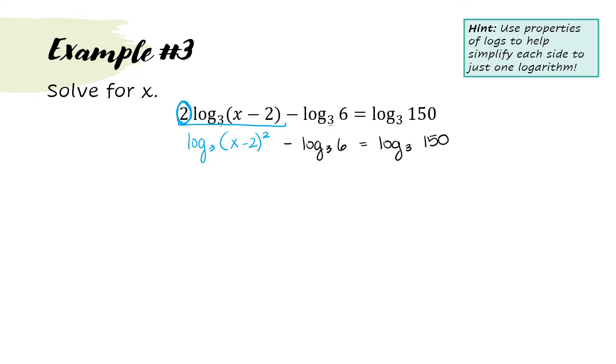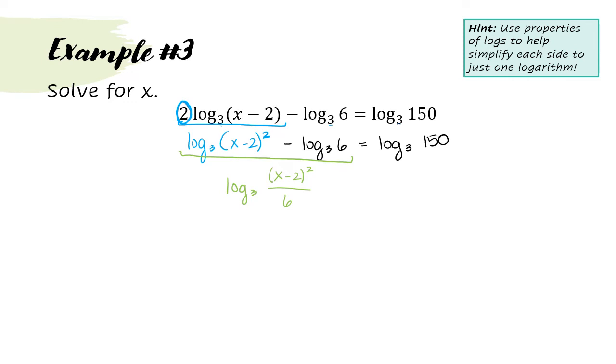Okay, now what could I do next? Well, I've got a subtraction sign, so I'm wondering if I could use that quotient idea. I have the same base, so those properties all apply. Let's take my log base 3 of (x minus 2) squared minus log base 3 of 6 and rewrite it as one log expression: log base 3 of (x minus 2) squared divided by 6. That's what happens with our subtraction sign.